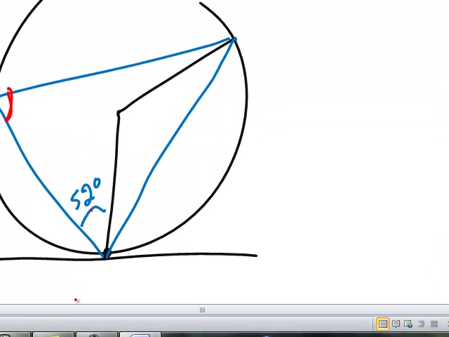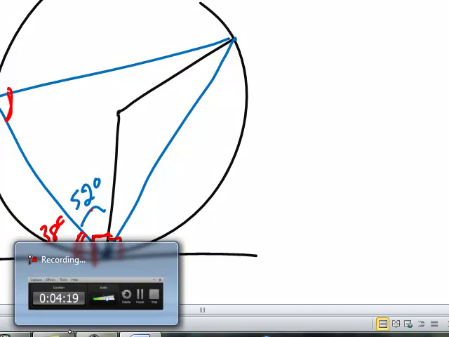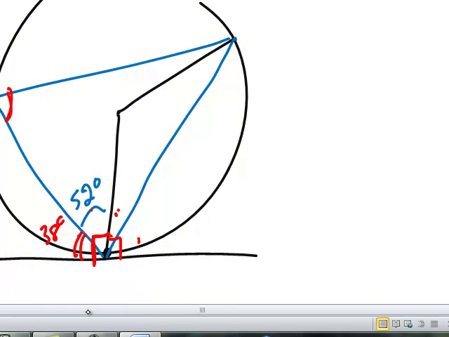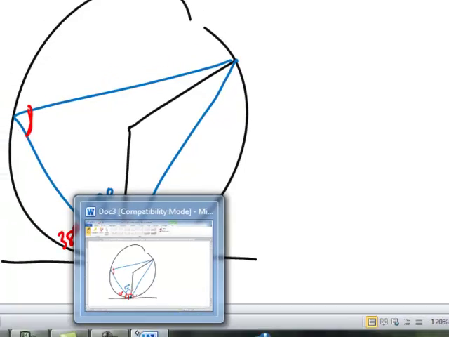What do we know from the 52 degrees? Well, we can find this angle. Why can't we find that one? 90 degrees right there, so that has to be 38 degrees. What else does that tell us? Oh, we know the other side's 90. Yep. Do you know anything about either of those two angles? No, unfortunately it doesn't.